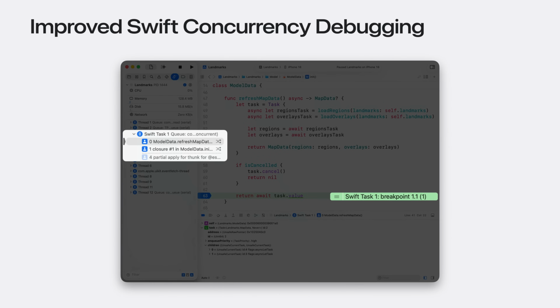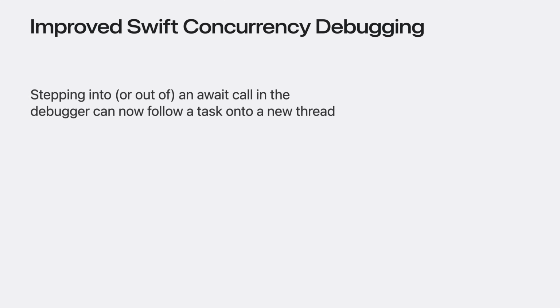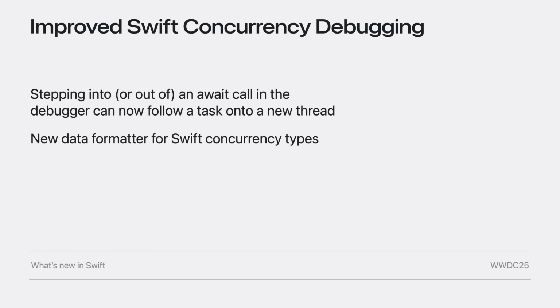Here, for example, the current Swift task is displayed in the backtrace view on the left and in the program counter annotation on the right. And in the variables view, you'll see easy-to-read representations of concurrency types, such as tasks, task groups, and actors. In this example, it's much easier to see the task variable's properties, such as its priority and any child tasks. Xcode 26 makes debugging Swift concurrency code easier than ever. For more information on Swift concurrency, see what's new in Swift.